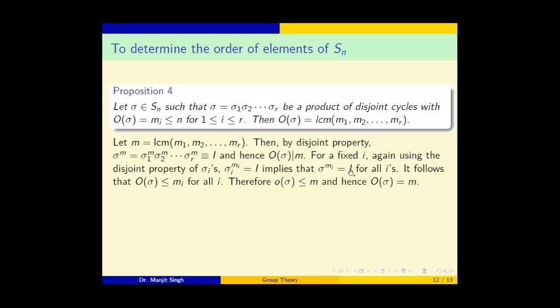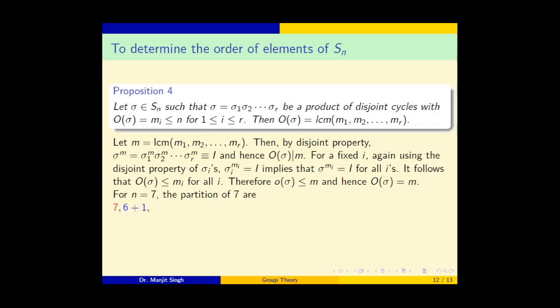So sigma to the power mi equals the identity for all i, it follows that the order of sigma cannot exceed mi. Therefore the order of sigma cannot exceed m, and in this way we can prove that the order of sigma equals m. So it is a simple number theoretic result. I think it will be understandable if one can understand this type of number theoretic result. So it totally depends upon number theory.